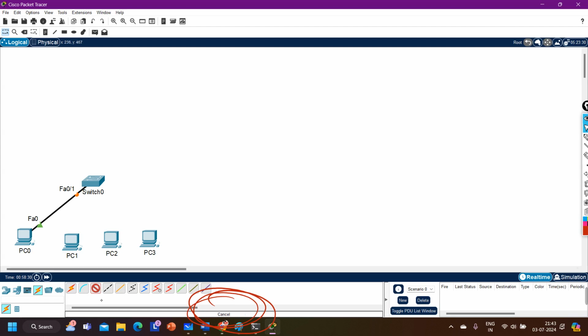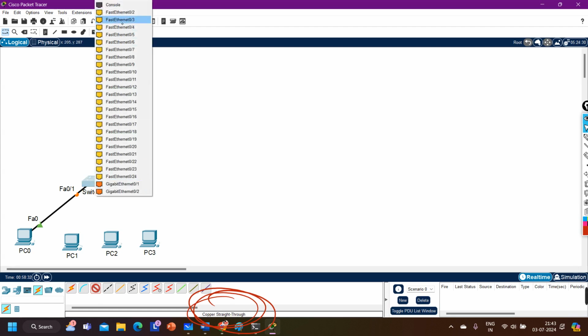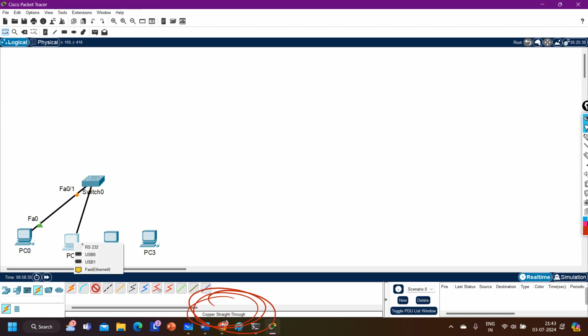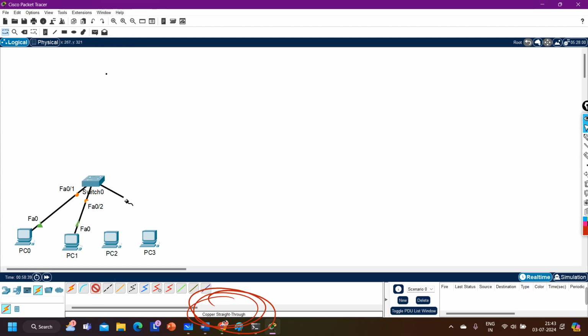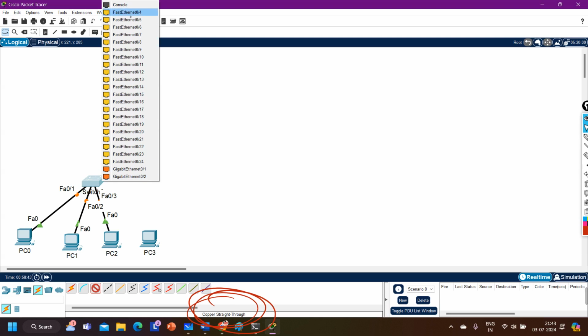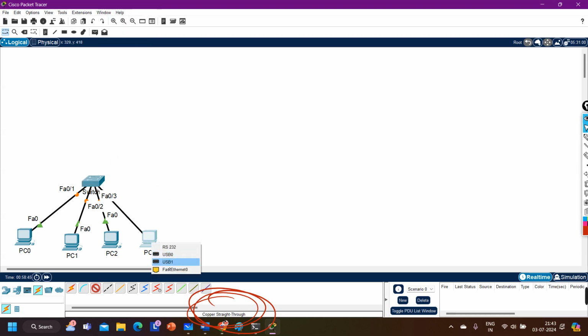So here I am going to use, let's say, fast Ethernet. 0/2 is connected with PC2. 0/3 is connected with PC2. 0/4 is connected with PC3. Done.